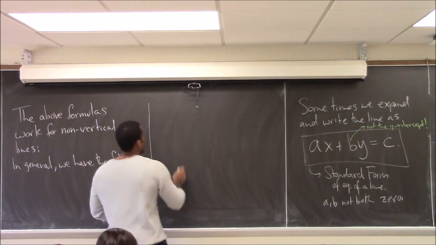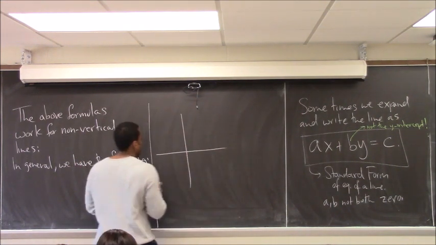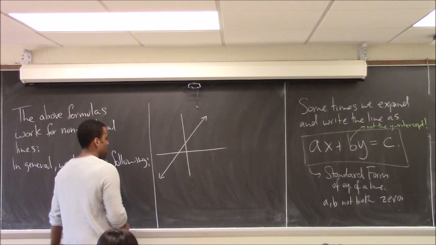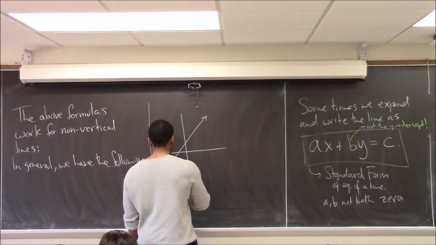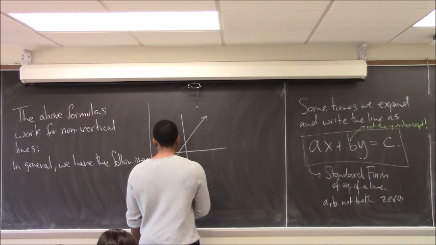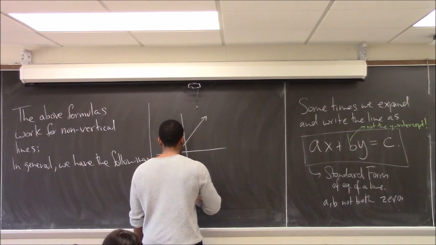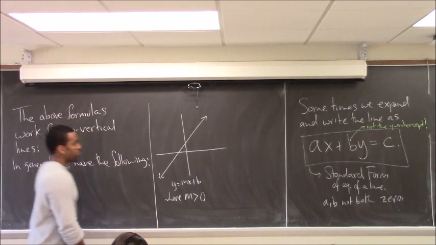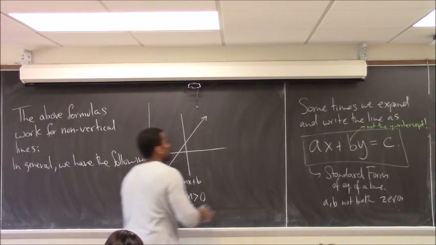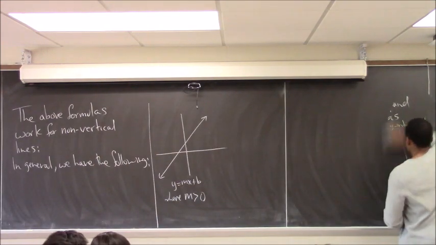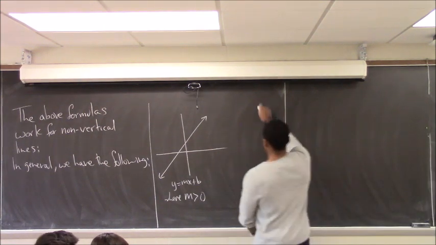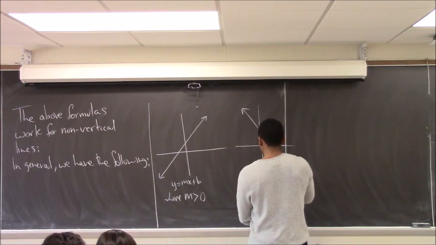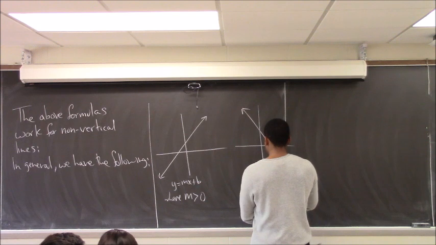So, we can have a line that is going up as we move from left to right, and it's going to look like something like y equals mx plus b, where m is positive. So if your m is positive, you're moving up as you go from left to right. Another scenario that you can have is the line is moving down as you go from left to right, and you can write this equation as y equals mx plus b, where m is negative.